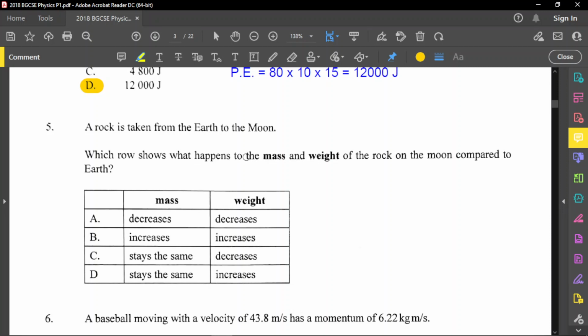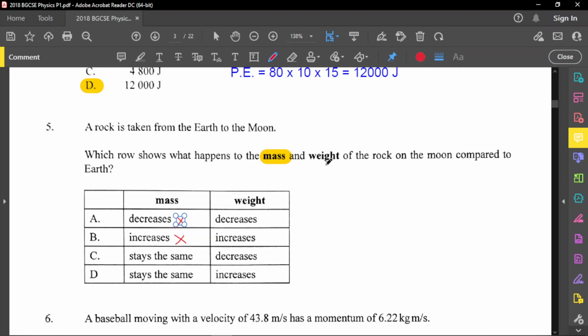And now what you need to know about mass. Mass never changes. Mass remains the same. So if mass remains the same, then we can surely know that mass decrease is an incorrect answer. Mass increases, incorrect as well. So we're sure that A and B are out.